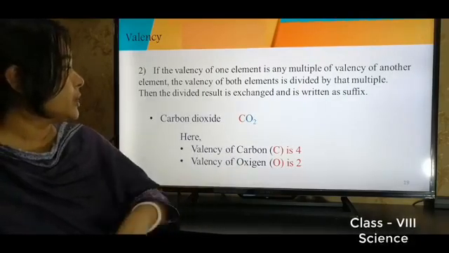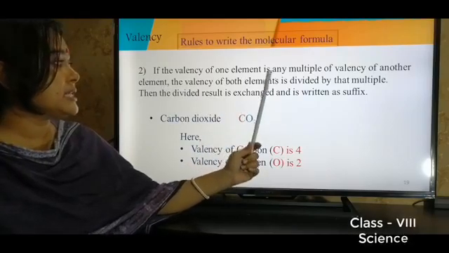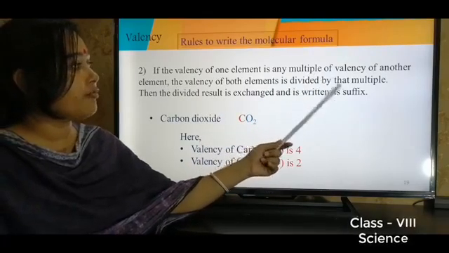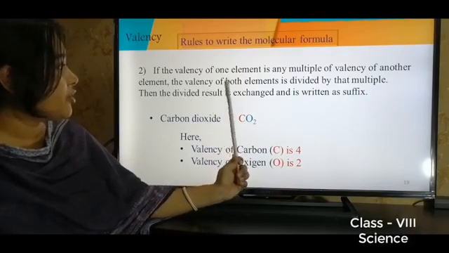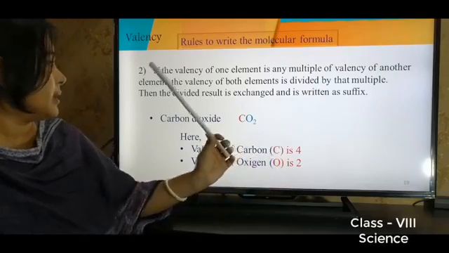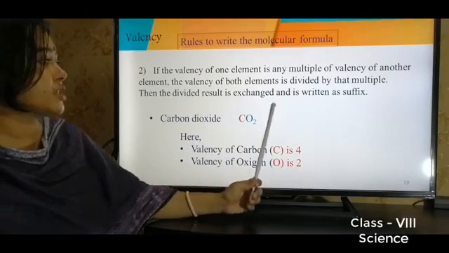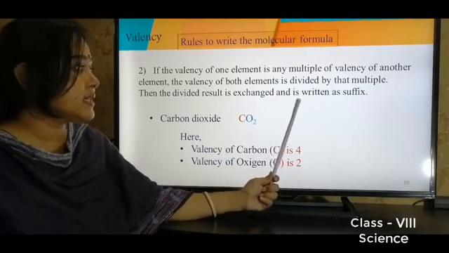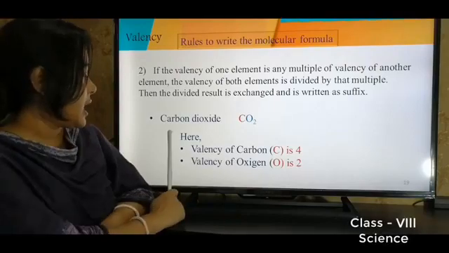Here is rule number 2. If the valency of one element is any multiple of the valency of another element, the valency of both elements is divided by that multiple. Then the divided result is exchanged and is written as suffix. I can explain it a little bit more.